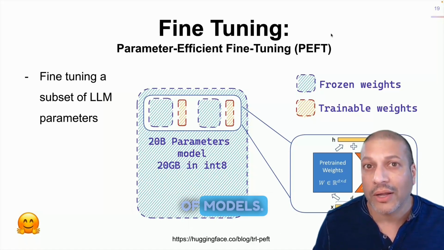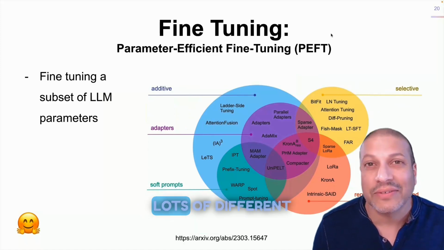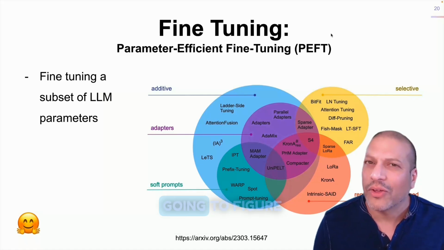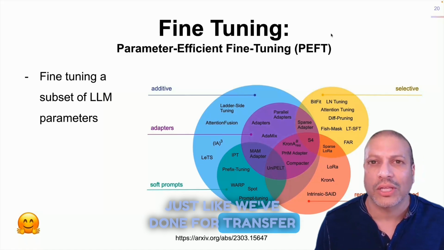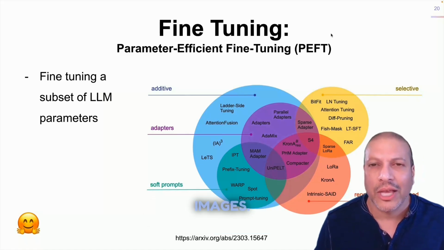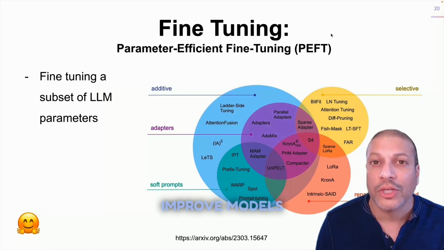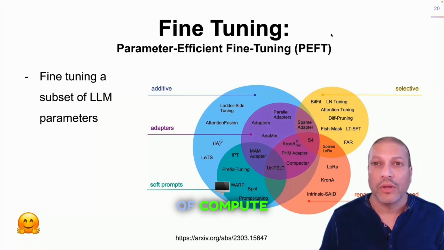Now, the world is exploding with lots of different methods for doing PEFT right now. I'm expecting over time we're going to figure out what are the best methods, what are the most scalable methods, just like we've done for transfer learning for, say, images. But I think this is an exciting part of how we're going to be able to improve models so all of us can easily use them without having to use a huge amount of compute for the fine-tuning.